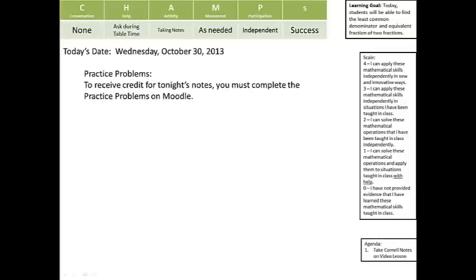Alright, so the next step is we're going to work some practice problems. Instead of doing practice problems on the video, what I need for you to do is go on to Moodle and take the practice problems for October 30th on least common multiples and least common denominators, and make sure that you get an 80% on that. If you don't, please retake it, and I'll be checking those scores in the morning and seeing who needs extra help then.